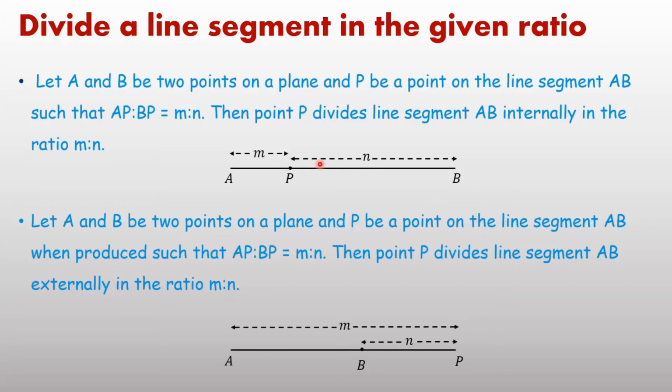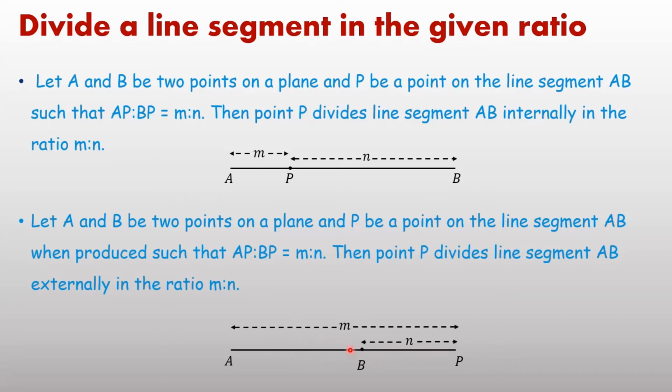In the second case, again line segment AB is given, but point P lies outside of AB, not between A and B. It may be on the left side or right side. Just have taken the right side. Then again, the ratio of AP and BP is given as m:n. Then you can write point P divides AB in the ratio m:n externally.